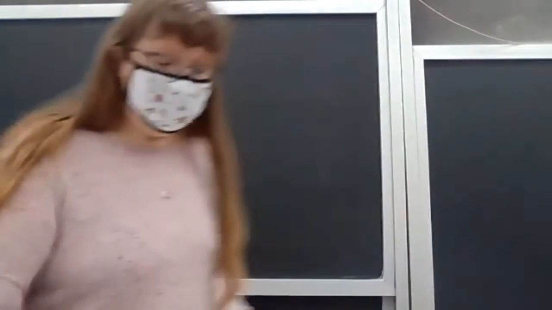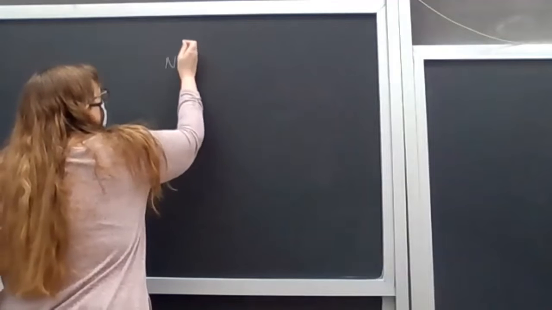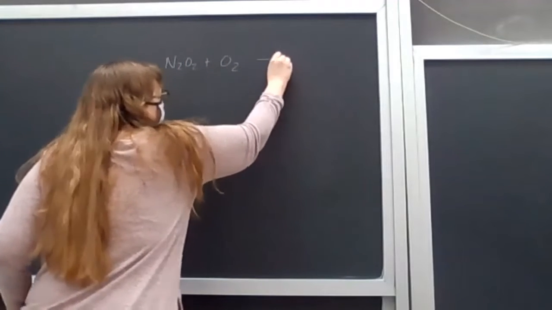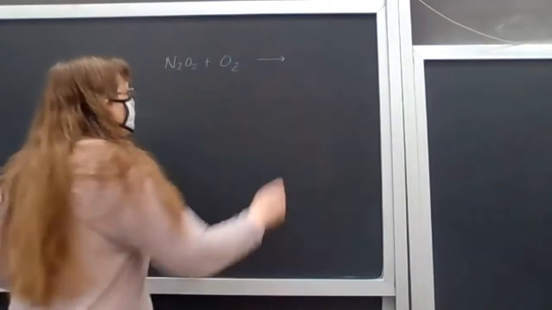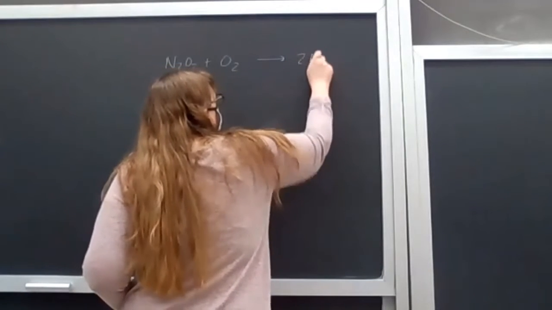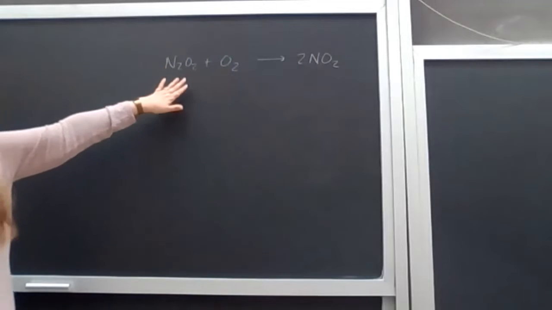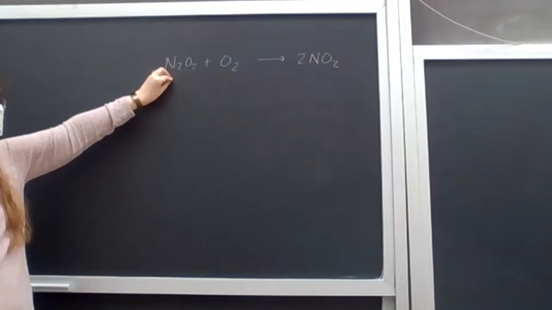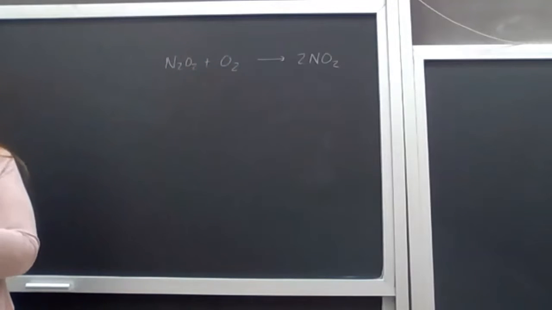the actual reaction is N2O2 plus O2. And then I just have a forward arrow. It's not equilibrium. And I'm getting 2 NO2. This is the elementary reaction, and this is saying I actually have a molecule of dinitrogen dioxide and a molecule of oxygen actually running into each other.